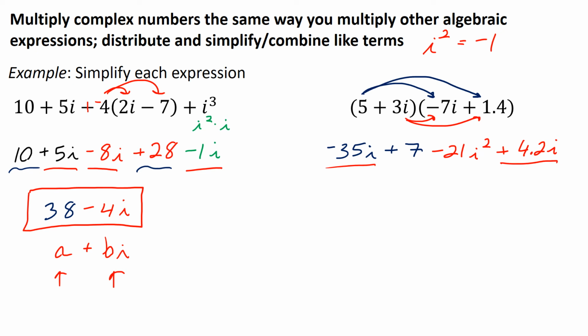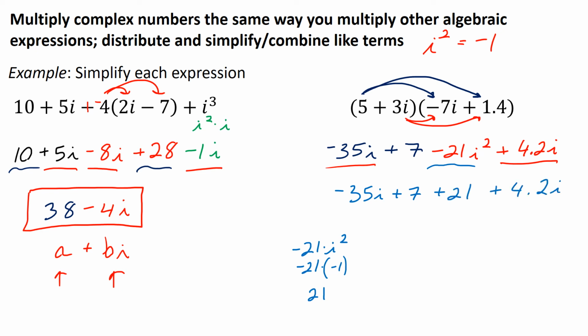And before you would have a quadratic expression. However, here we could also simplify the negative 21 i squared. So I could do that down here on the side. Negative 21 i squared. We said that i squared is negative 1. So that gives us positive 21. So all this becomes negative 35i plus 7 plus 21 plus 4.2i.